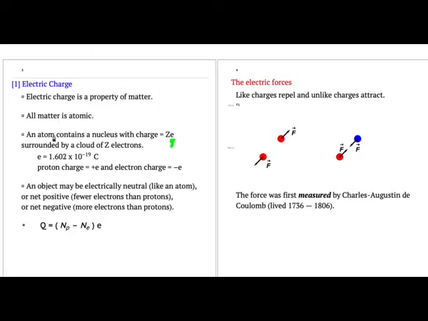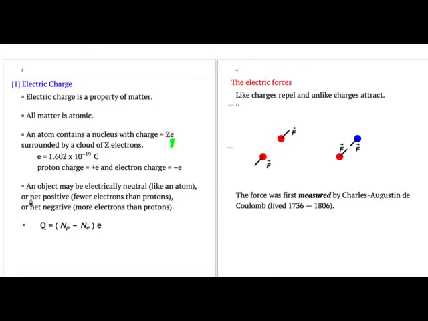Now, that's an atom. What about an object which will be made of many atoms? Well, an object may be electrically neutral, like an atom. The atom has charge plus Ze in the nucleus and minus Ze from all the electrons, so the total charge is 0. That's called electrically neutral. And an object may be electrically neutral.